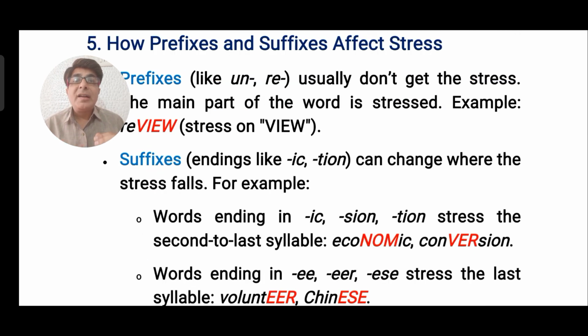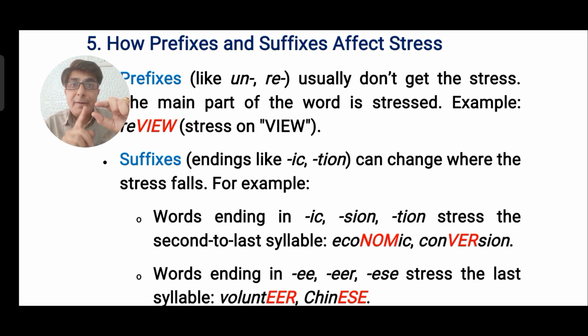Okay, in the same manner, when you find suffixes like ic or tion or sion at the end of the word, the preceding syllable, the syllable which comes just before these suffixes, is generally spoken with force. For example, economic. So here the last IC is the suffix. The syllable which precedes this IC is nom, N-O-M. So that's why you speak it as economic, right?